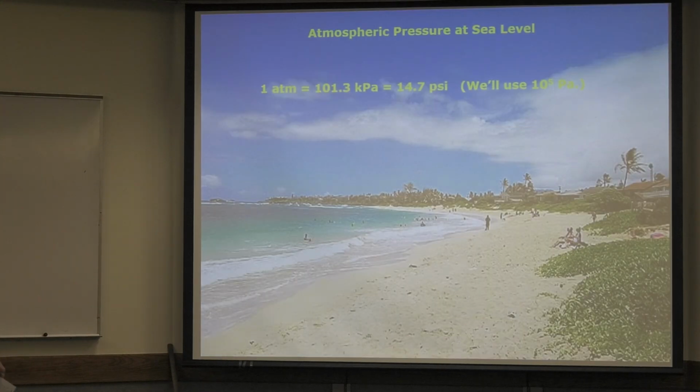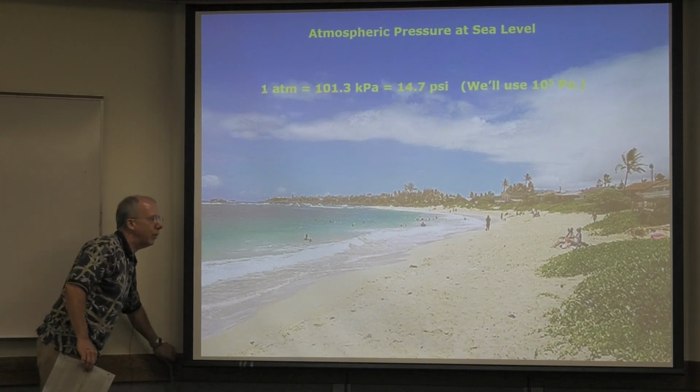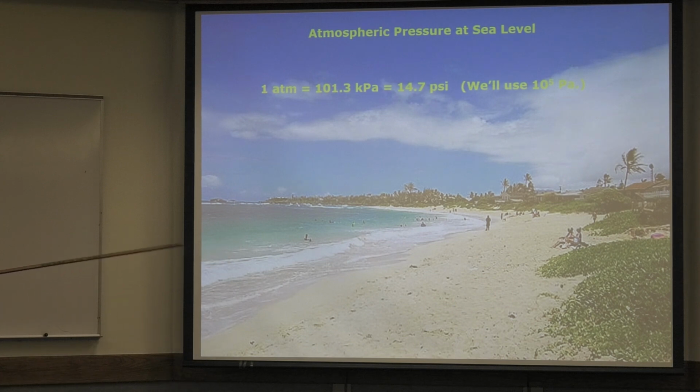Now, I talked about atmospheric pressure. Atmospheric pressure at sea level. By the way, does that look familiar? I hope it looks familiar. If it doesn't, you're spending too much time in the library.